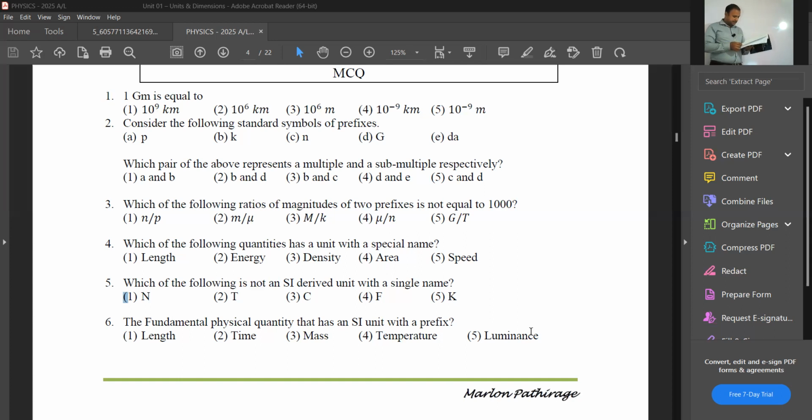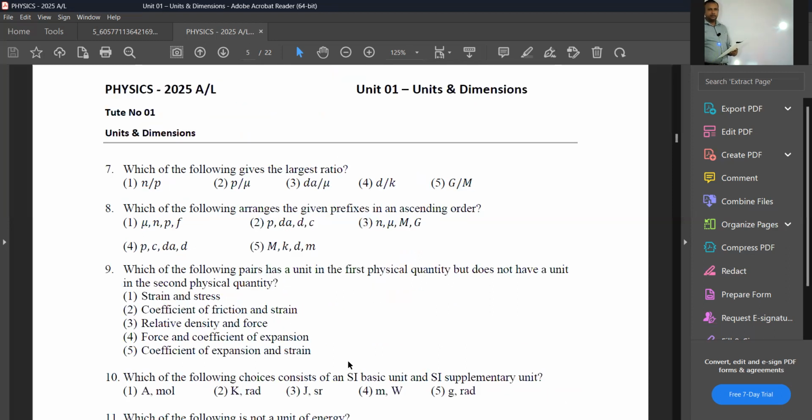Number 6, the fundamental physical quantity that has an SI unit with a prefix. Which fundamental unit has a prefix? So it is mass, no? Normally mass is measured by kilogram. Kilo is a prefix. So mass is the only fundamental quantity that uses a prefix with its SI unit. Okay, kilo is the prefix. Go to the next page.